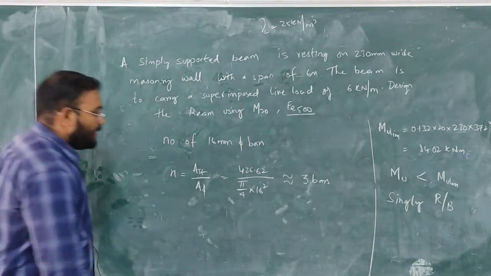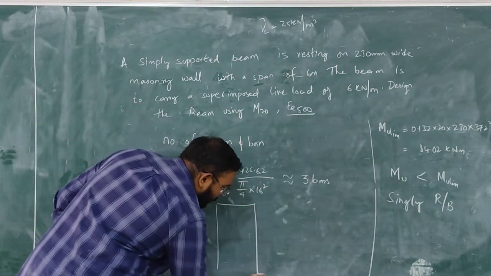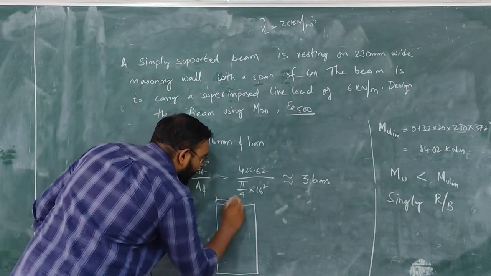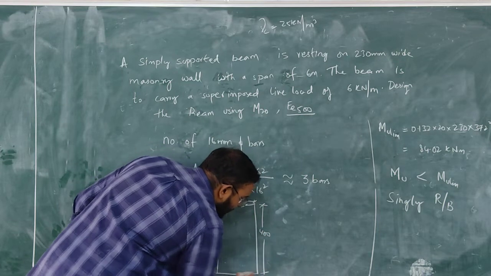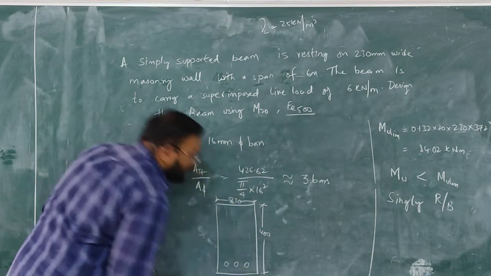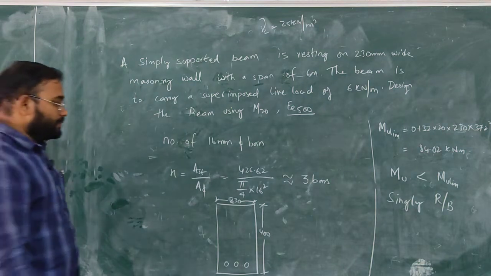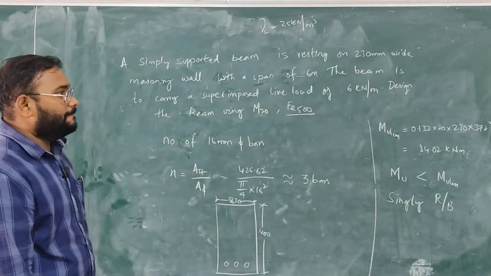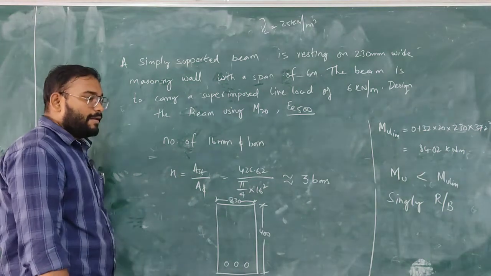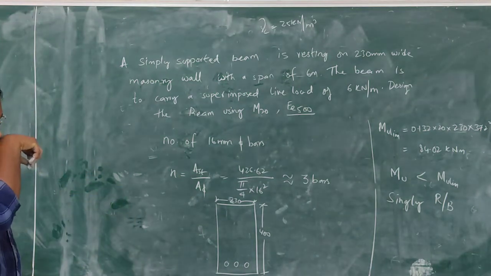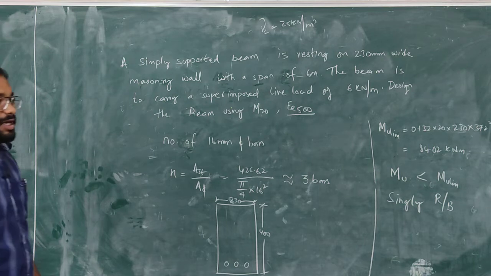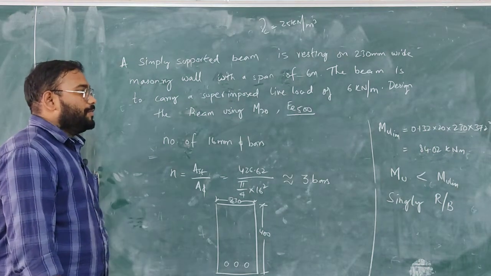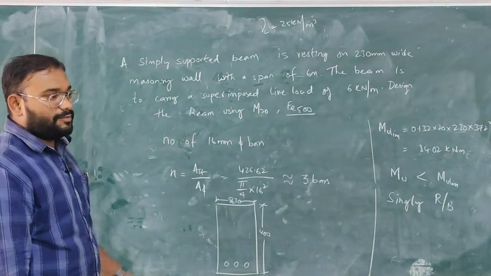Now last step is your diagram. So whatever dimensions you have assumed, you need to mention that in a diagram. So you have assumed 230 by 400 cross section, and you are providing 3 bars of 16 mm diameter in the tension zone. So by this you have completed the design part, finished with the problem.